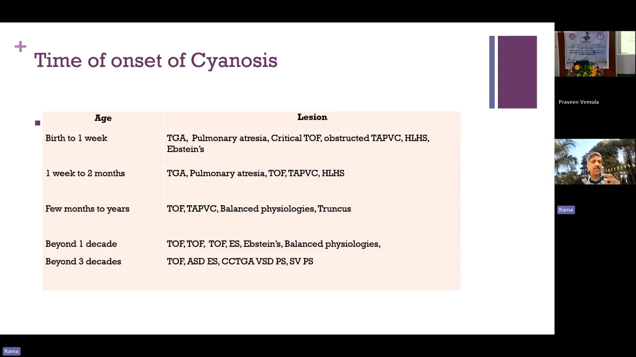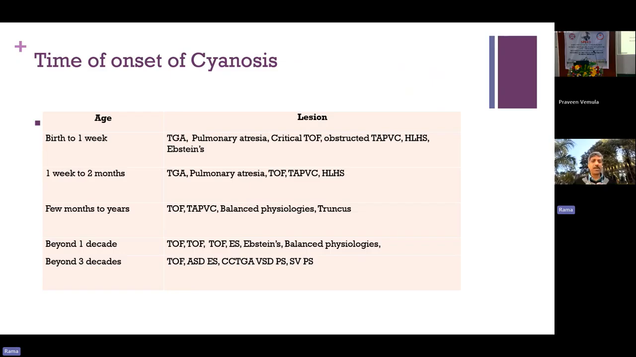The same thing can be applied to the onset of cyanosis. Onset of cyanosis at birth to 1 week of age brings three important conditions to mind: TGA physiology, pulmonary atresia, and TAPVCs. HLHS comes up to 2 months, and is also commonly found. And Ebstein, which we all know is a very important condition, presents in the neonatal age group and later in a bimodal presentation beyond the first decade of life. So Ebstein is something we should know.